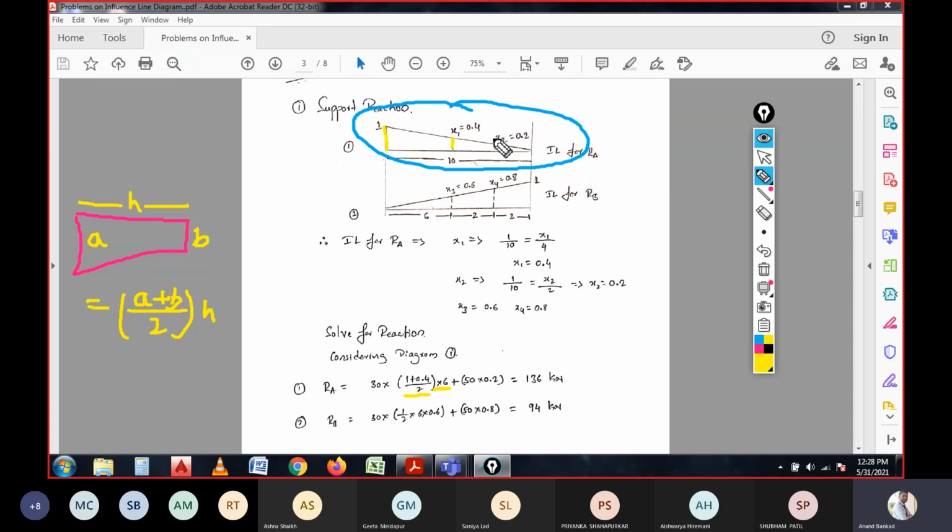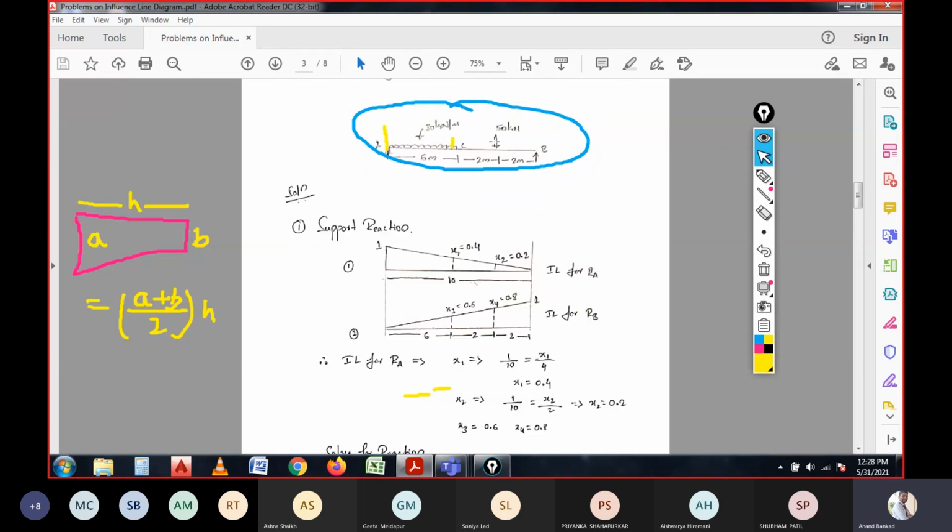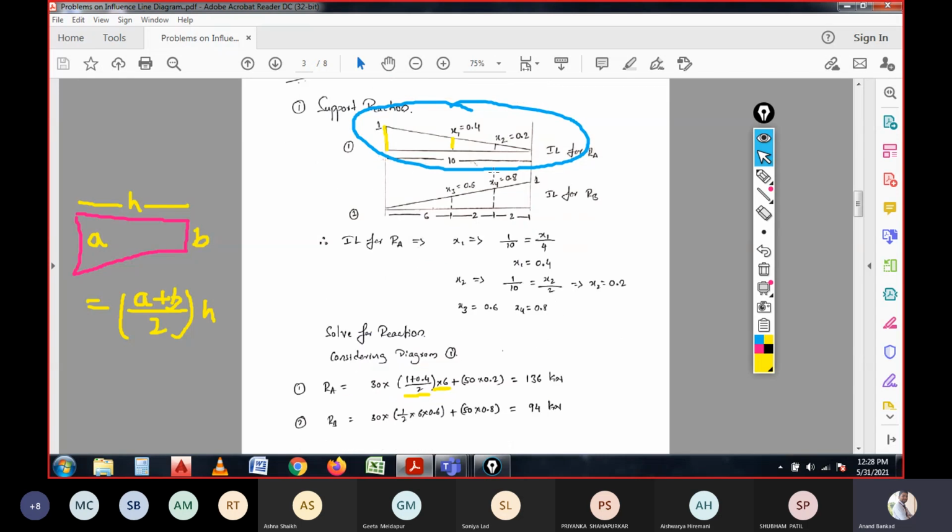And the remaining is the 50 kilonewton load which is acting on section 2 over here, with the coefficient value of 0.2.